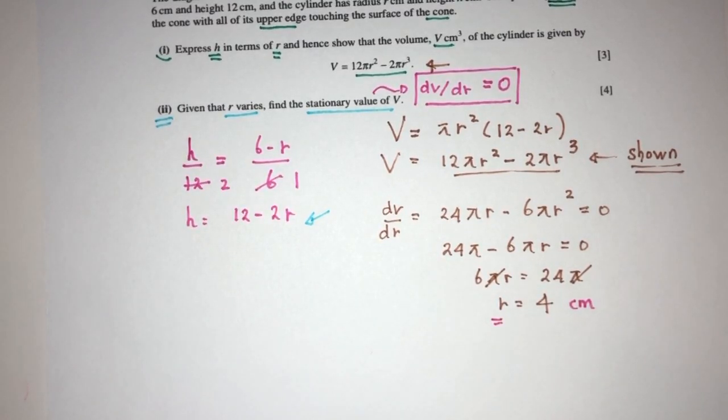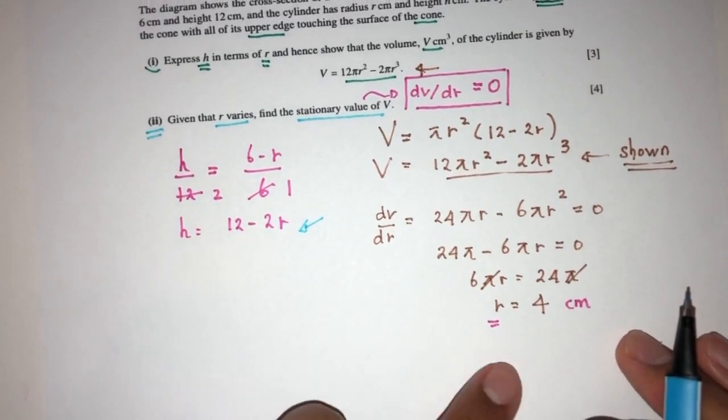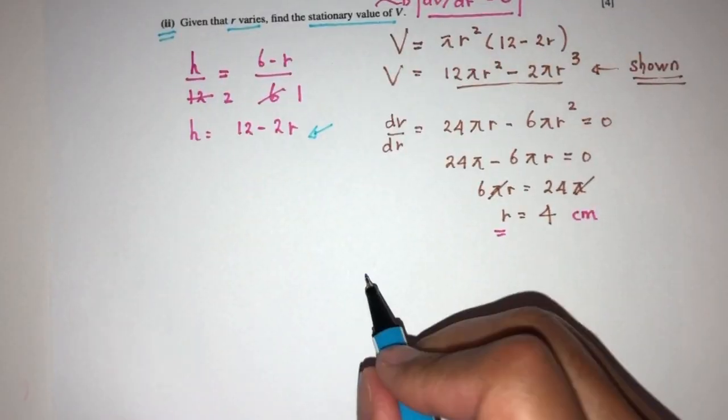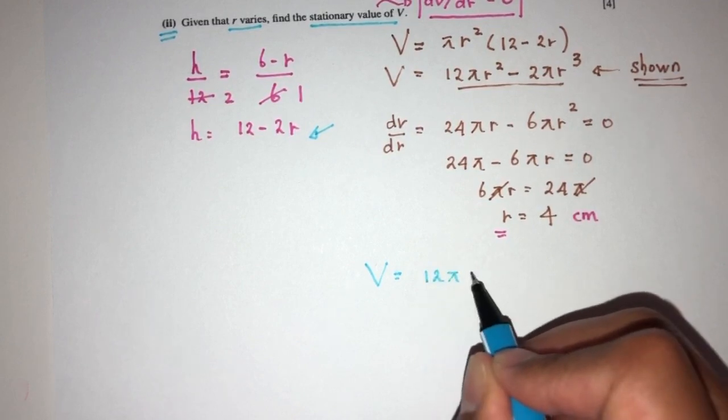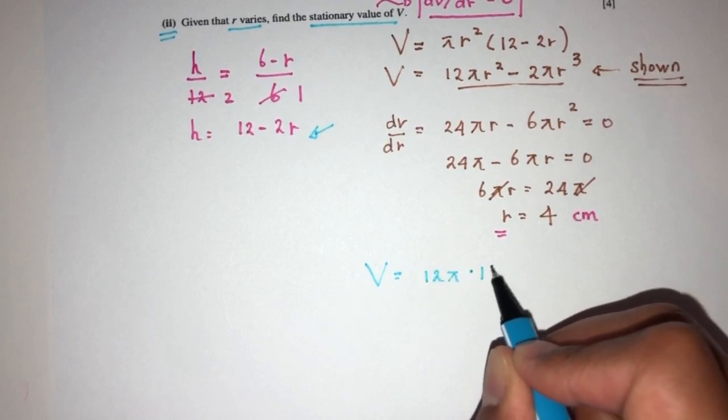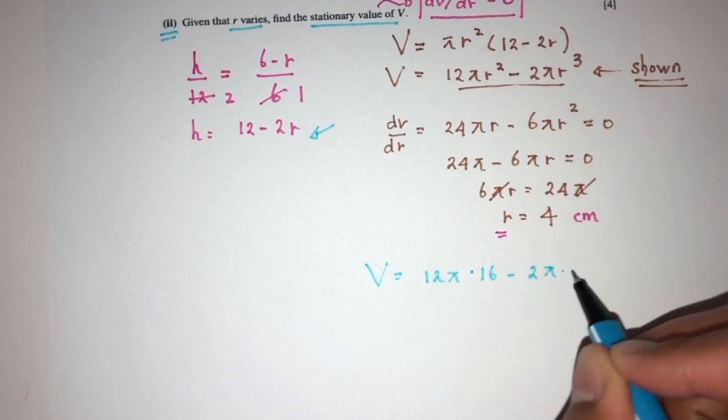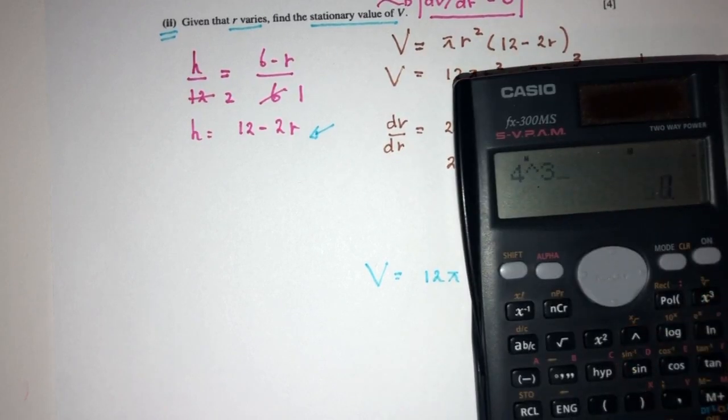But that's not the value we're trying to find. We're trying to find the stationary value of v. So replace back in your main equation for v. That will be 12 pi r squared is 16, minus 2 pi r cubed. That should be what? 4 cubed. That should be 64.